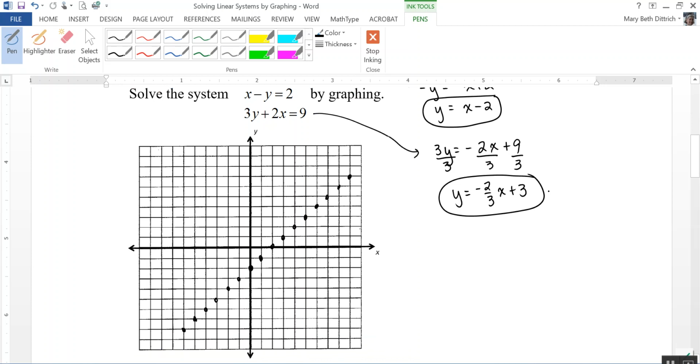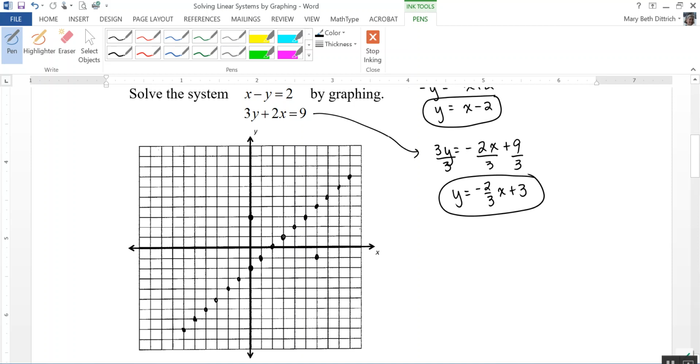Let's do the second one here. y equals negative 2/3 x plus 3. I'll begin with my y-intercept of 3, and I'll go down 2 and right 3. Oh, and look, I hit it right there. Let's just do another 1 or 2 for good measure. Down 2 and right 3.